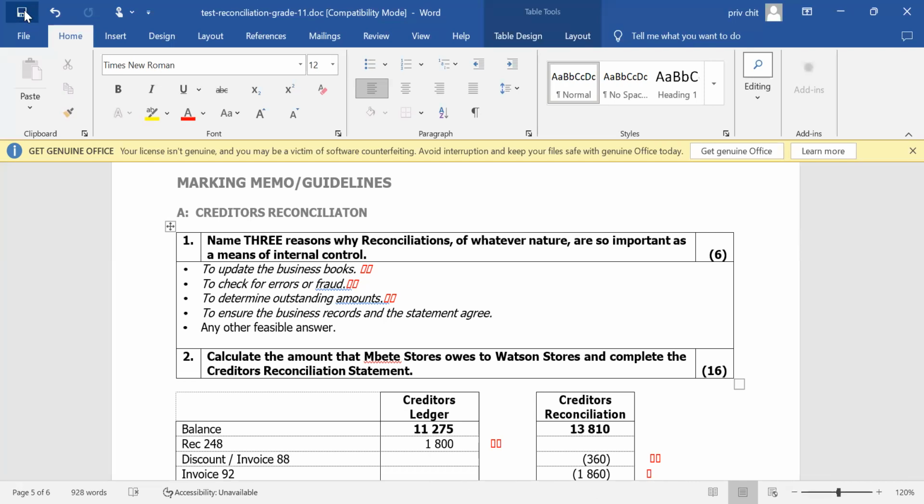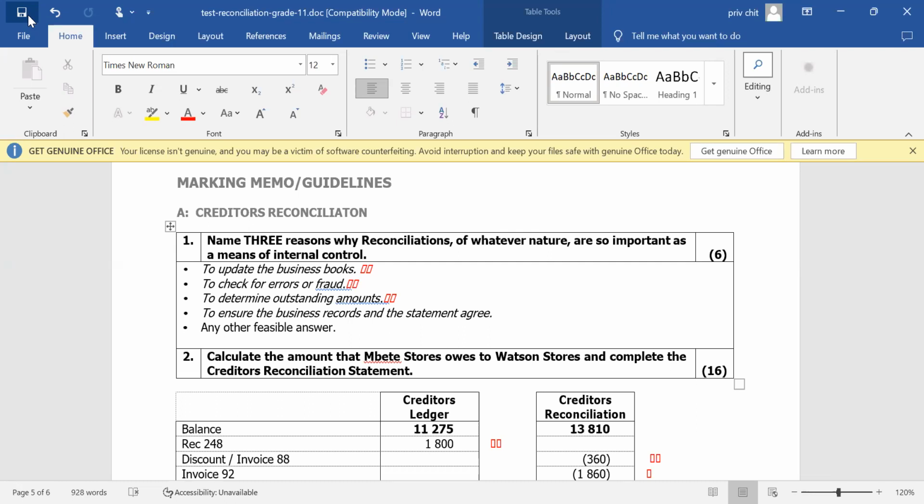Are we happy? Yeah. So go and nail this thing. I knew the part where it says to check for errors or fraud, but I do not know the other ones, or to determine outstanding amounts. Outstanding amounts is just to determine omissions, or to identify omissions. That's what it means.